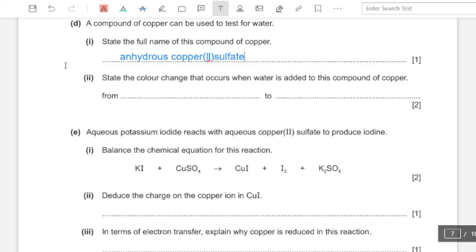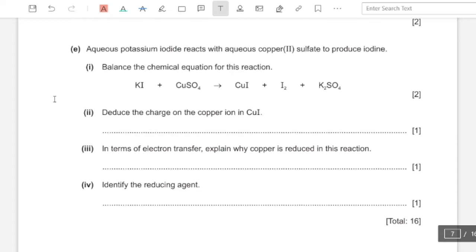Okay. 2. State the color change that occurs when water is added to this compound of copper. So the color change occurs from white anhydrous copper sulfate to blue hydrated copper sulfate. E. Aqueous potassium iodide reacts with aqueous copper 2 sulfate to produce iodine. Balance the chemical equation for this reaction.